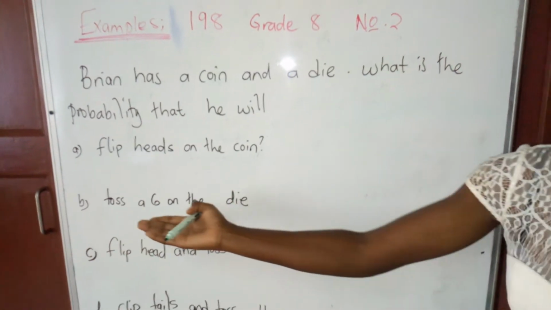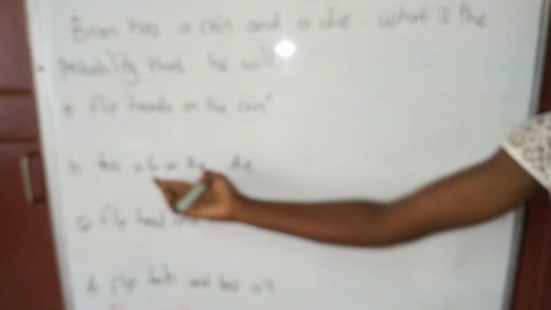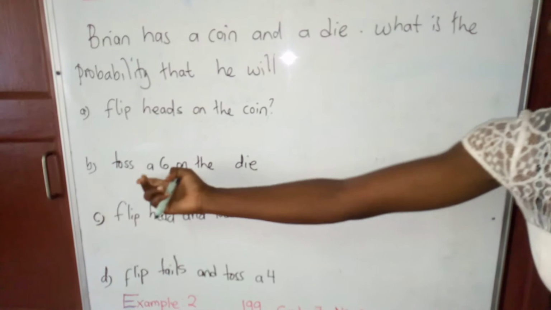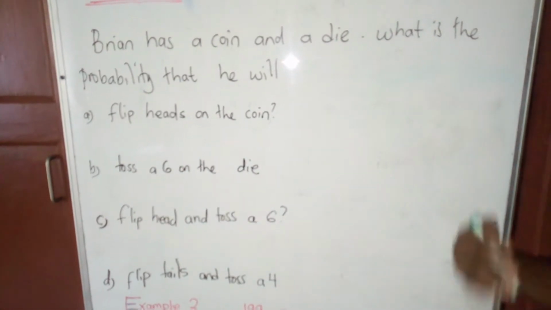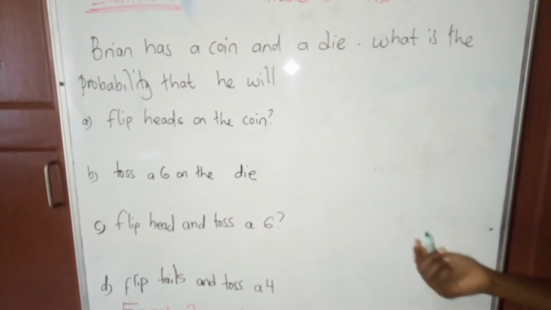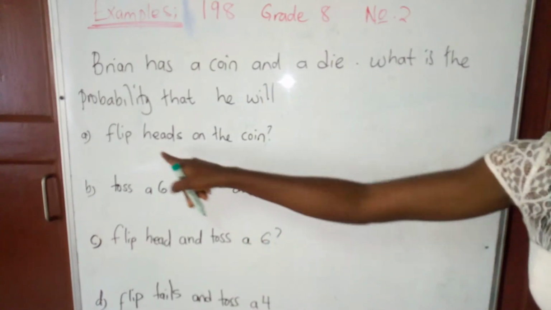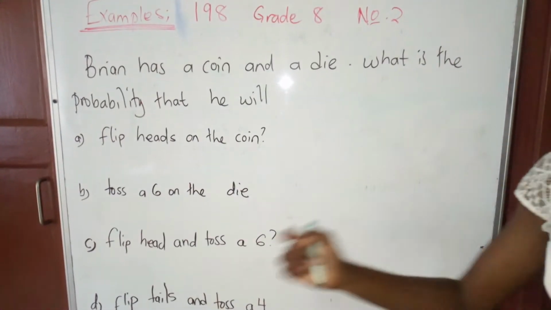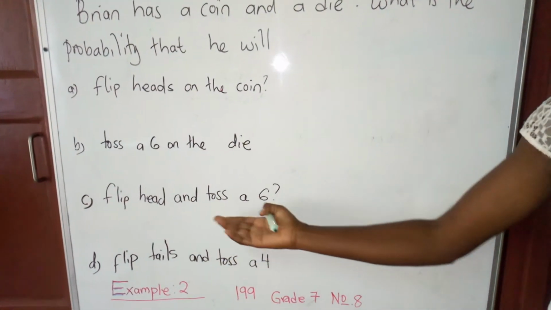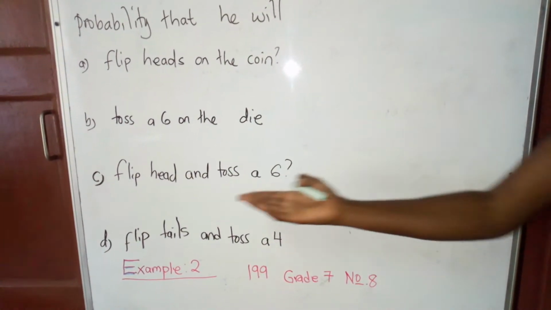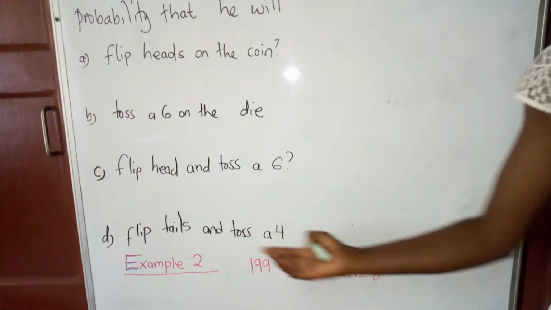Then part 2, they are talking about getting a 6 on the die. They have not talked about the coin, but remember it's doing two things at a go. And since I said these are two independent events, you can work with one and it does not affect the other. Then C, we have flipping a head and then tossing a 6. And then D, we have flipping tails and then tossing a 4.